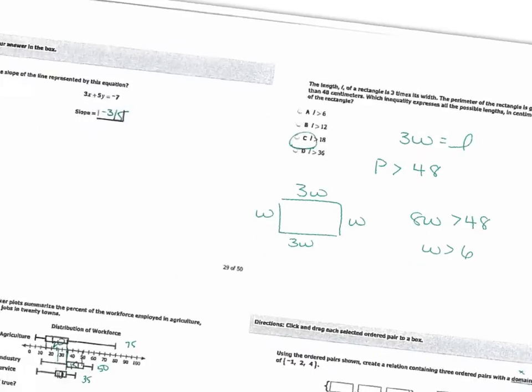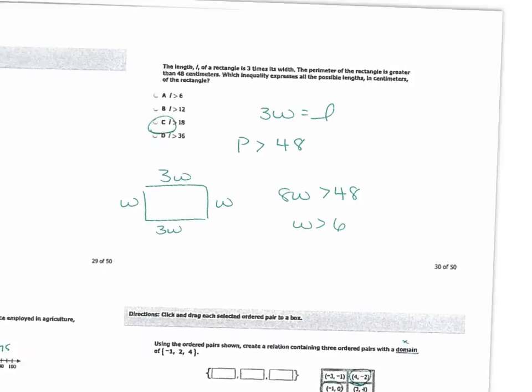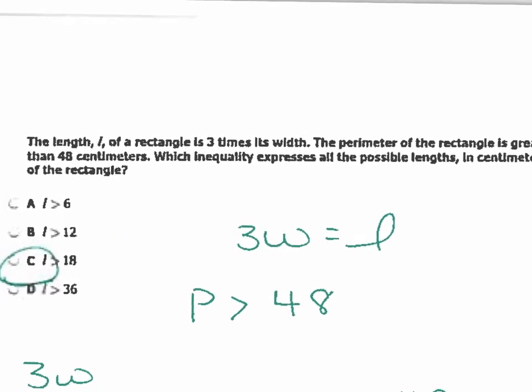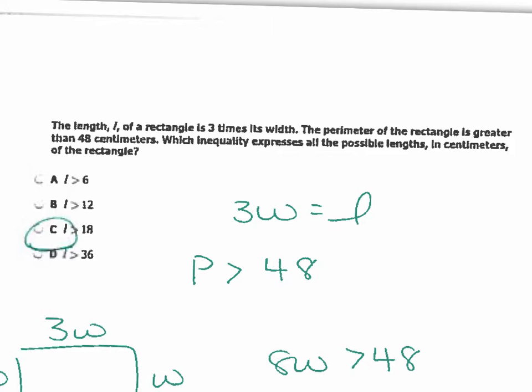If I look at this last page, the length of a rectangle is 3 times its width. The perimeter is greater than 48. Which inequality expresses all possible lengths? So I would draw a picture, and I would say, okay, here's my width. I know my length is 3 times my width. How do you find the perimeter? You add up all the sides.